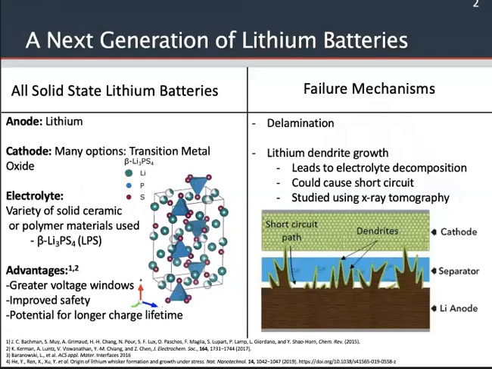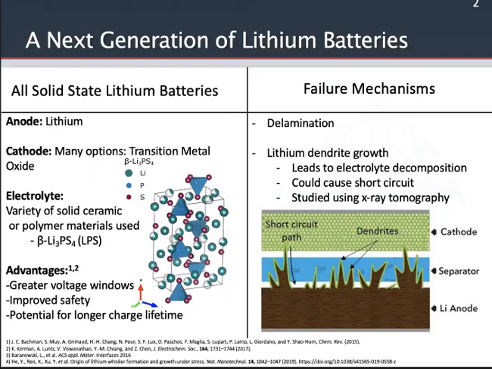referred to as LPS. The advantages of this sort of battery are they have a greater voltage window because of that lithium anode, which would not be stable with a conventional liquid electrolyte, such as in lithium-ion batteries, improved safety due to not being filled with flammable liquid electrolyte, and the potential for a longer charge lifetime. However, they are not currently technologically viable due to certain failure mechanisms.